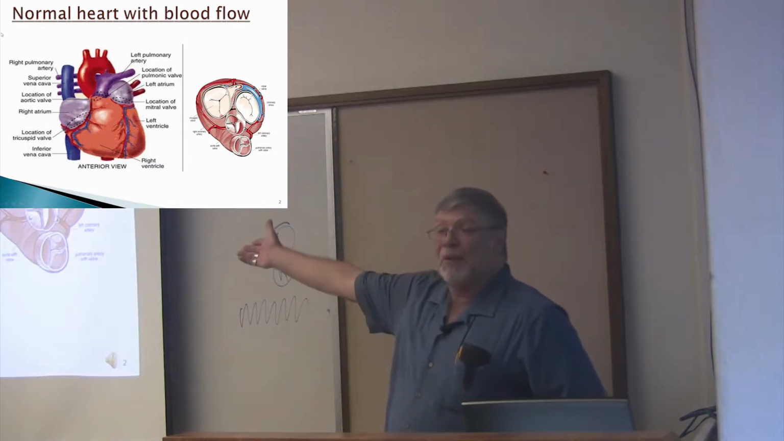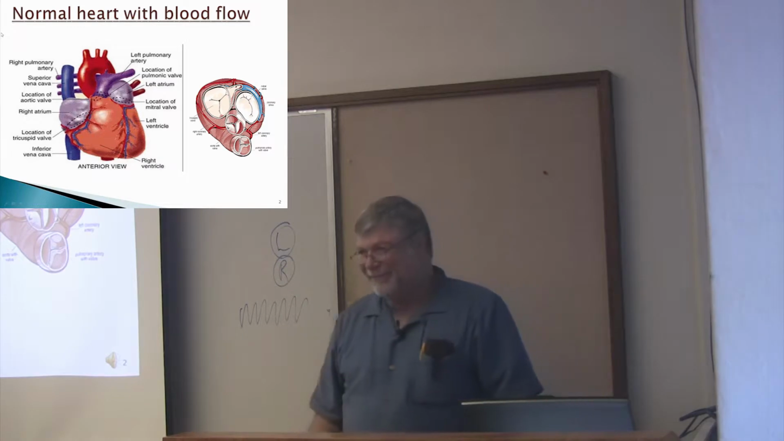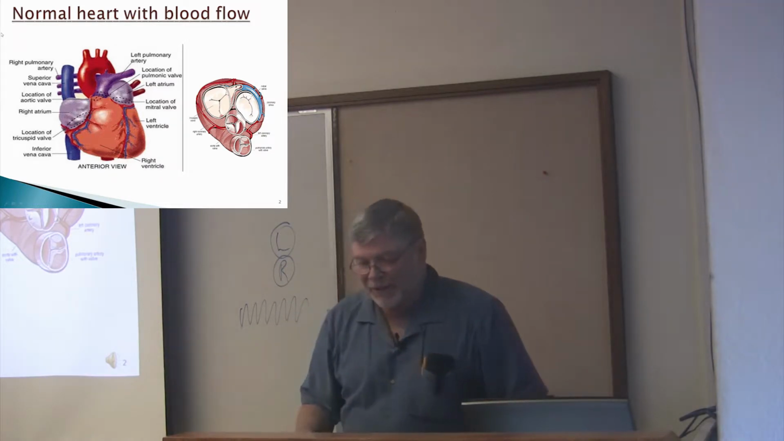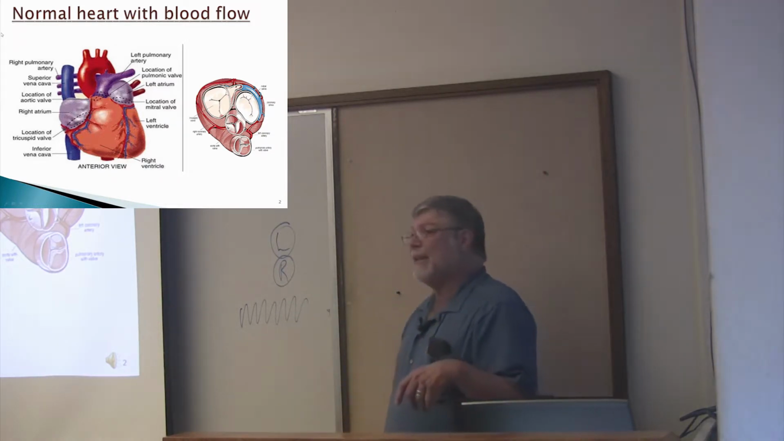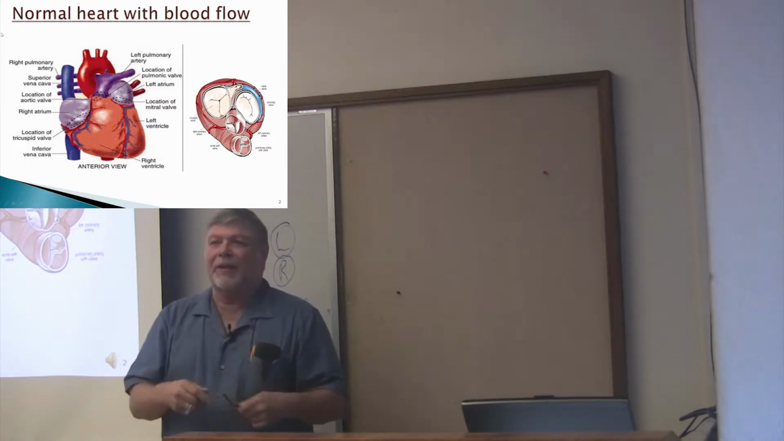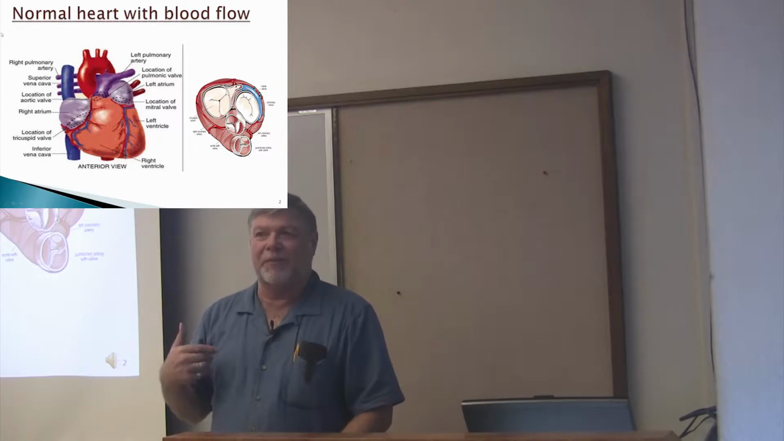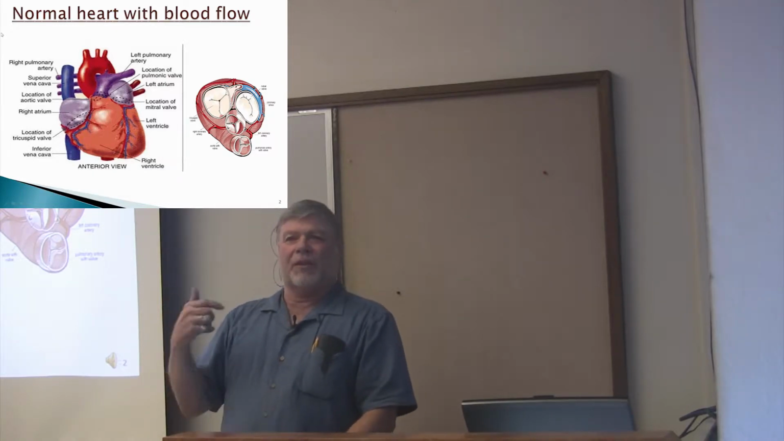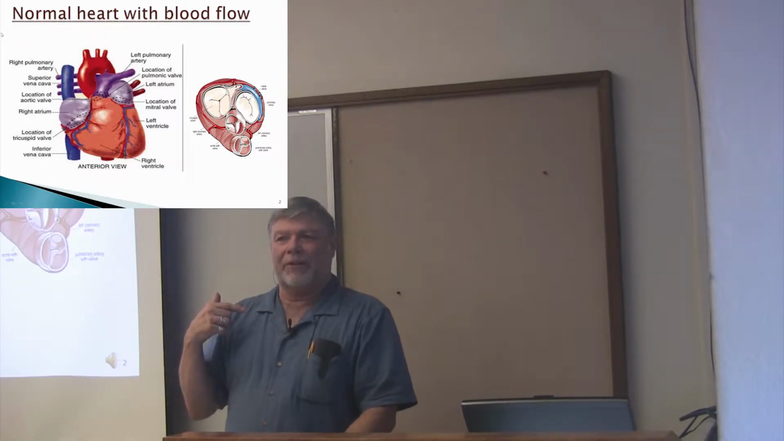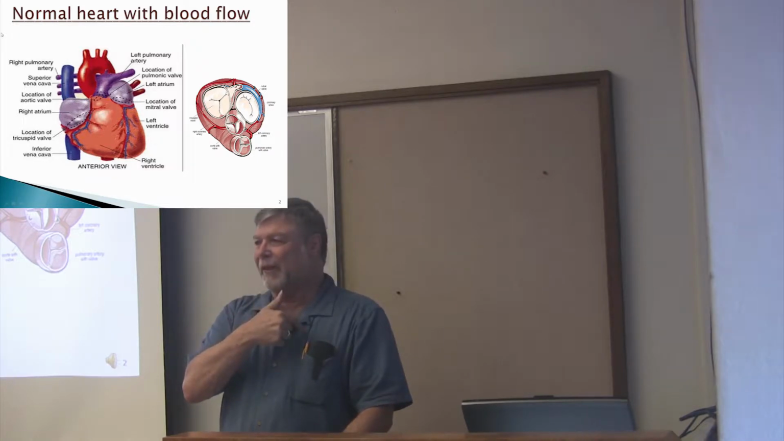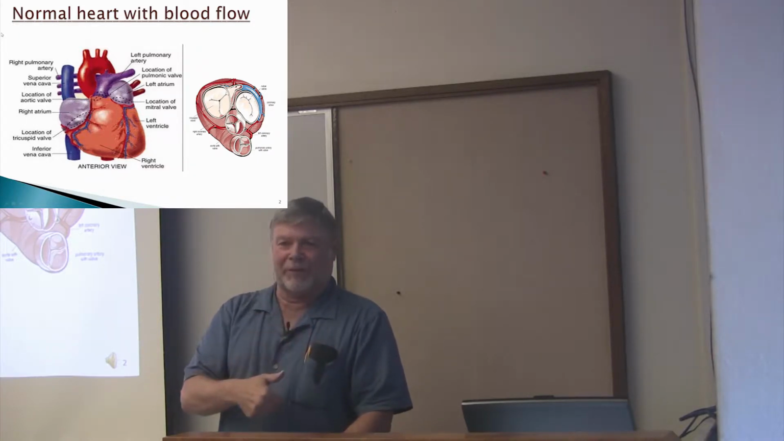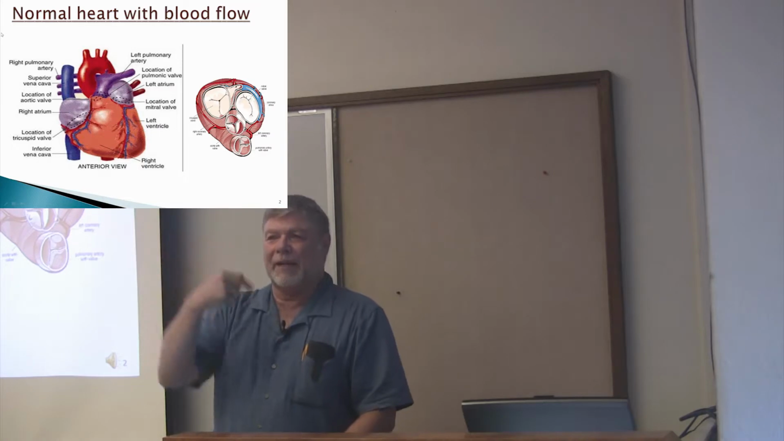Now you all know normal heart anatomy, don't you? You know where the coronary artery is, and you know where the LAD is. So let's talk about that blood flow. It starts out on the right side and goes through the vena cava into the right atrium, into the right ventricle, and into the pulmonary artery, lungs, pulmonary vein, left atrium, left ventricle, and out to the body and back to the heart.